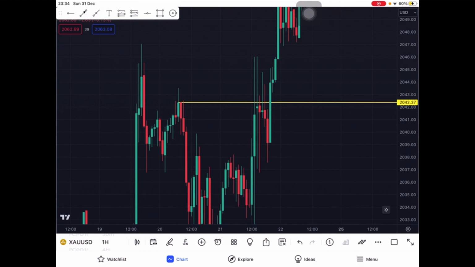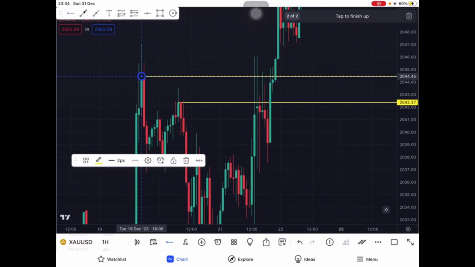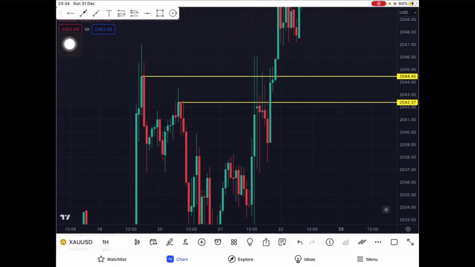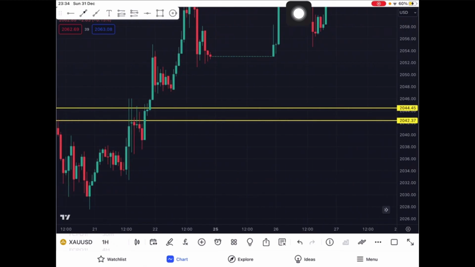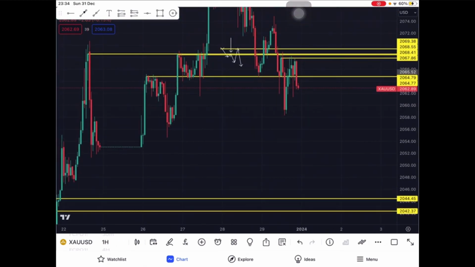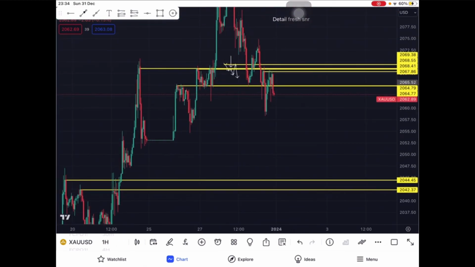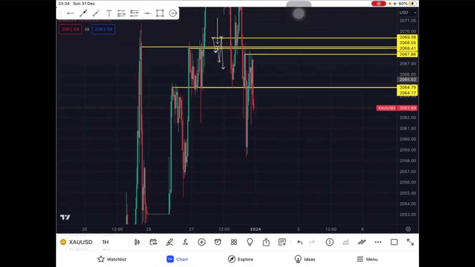But LP, why did it, why did we have the long way? First, don't worry, this is just a setup, right? We also have our confirmation. Also, this is the other zone, right? So why not? We just mark the zone first and wait for the confirmation, right? I think that's it for fresh SNR, detailed fresh SNR, because it is very basic for me.